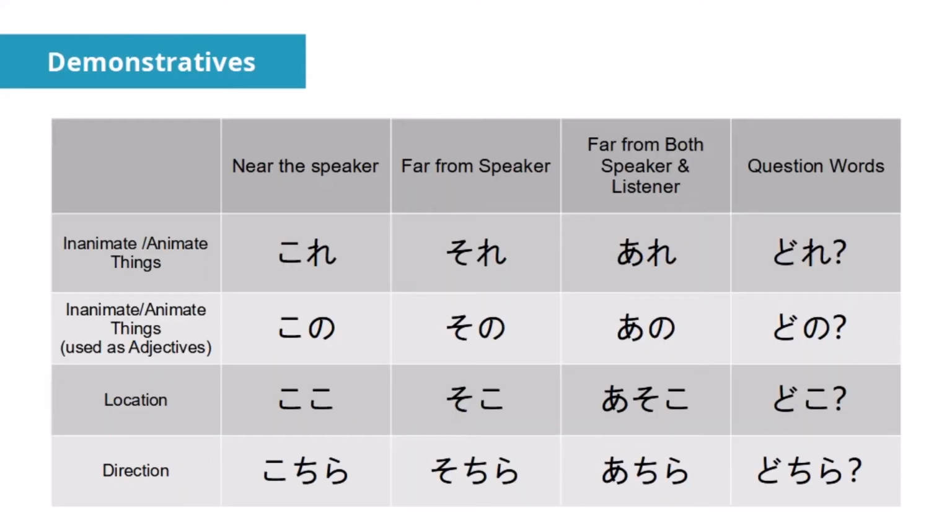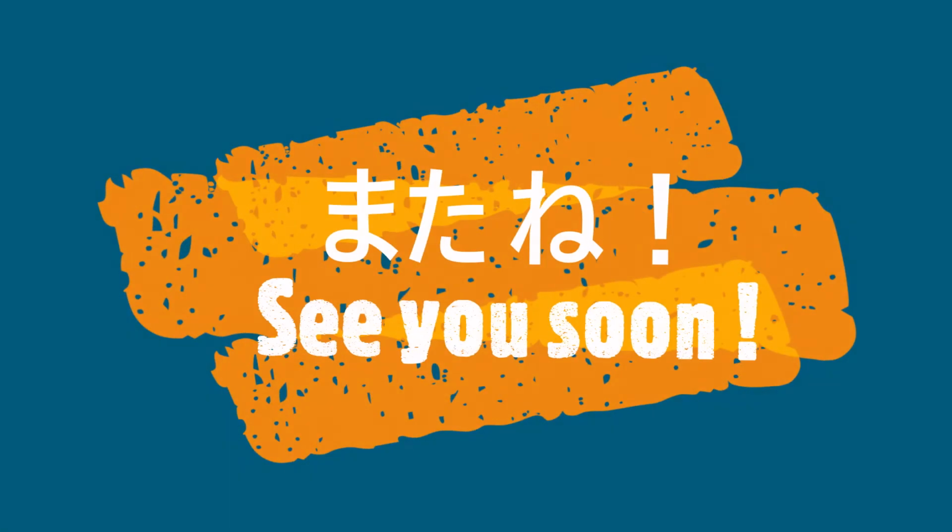Coming back to the list of demonstratives, here again we have a summary of the words that we did. Near the speaker we use kore, kono, koko, kochira, and if it is far from the speaker we use sore, sono, soko, sochira, and if it is far from both the speaker and listener we use are, ano, asoko and achira. And for question words, correspondingly we can use dore, dono, doko and dochira.